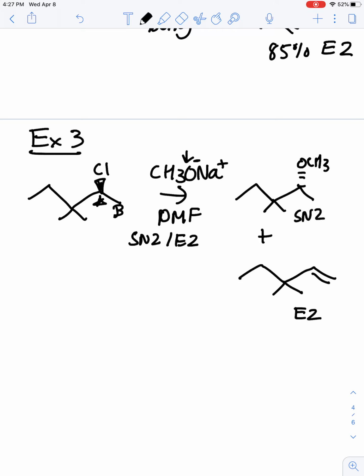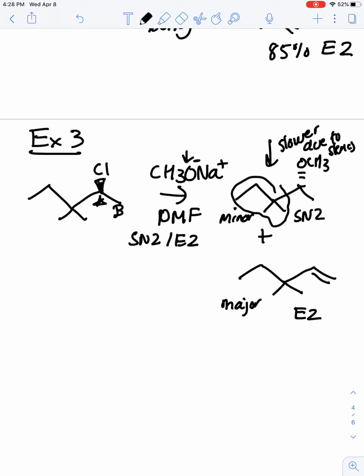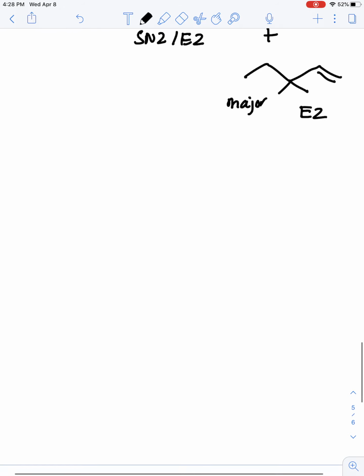So if you're thinking about this, one of these is going to be major. The one that's going to be major is going to be this E2. And the reason that this is major and the SN2 is minor in this case is because this reaction right here is going to be slower due to sterics. So we have this kind of group right here, which is going to build some steric interactions, which is going to make it harder for that backside attack. Let's look at another example.